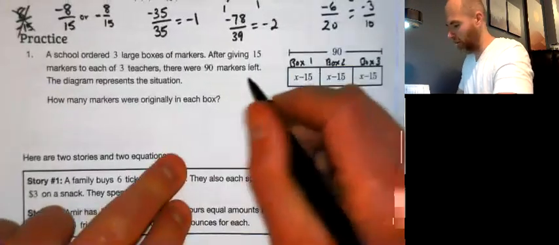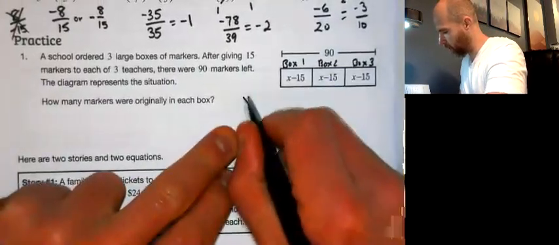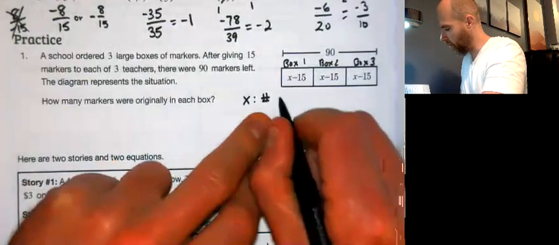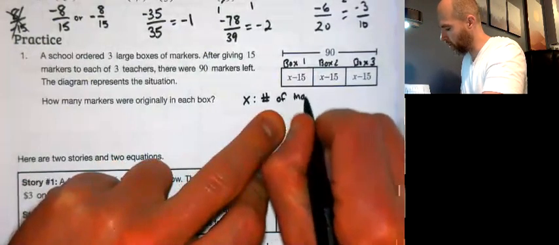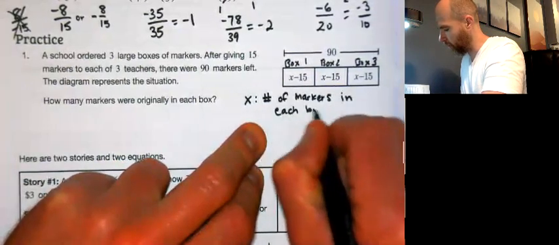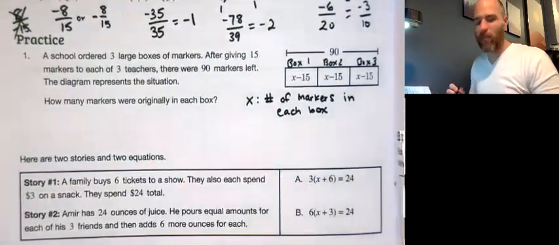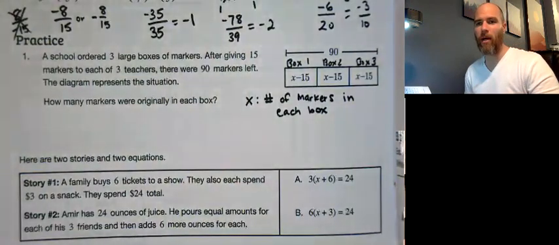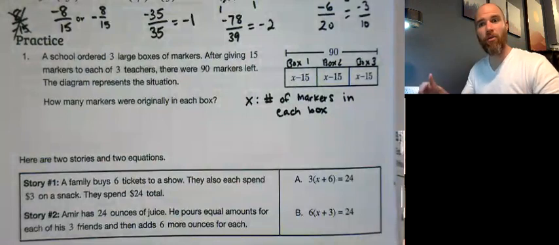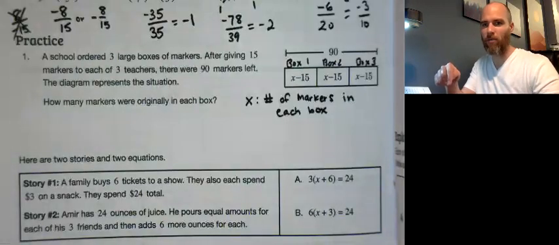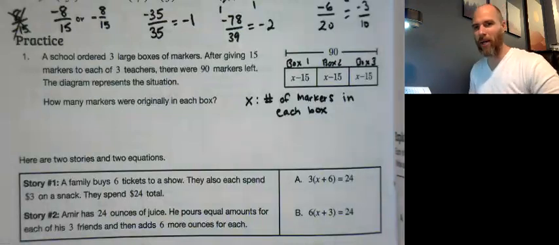Let's first define our variable. X will be the number. You can use the hashtag symbol to stand for number of markers in each box. All right, so you can use any strategy you want at this point to solve for X, figure out how many markers there were in the box. So I'm going to encourage you to pause the video for a second, see if you can figure out what X equals, right? How many markers did each box start with, and then check your work against mine in a moment. So pause, try it.